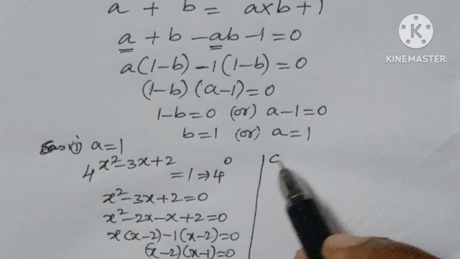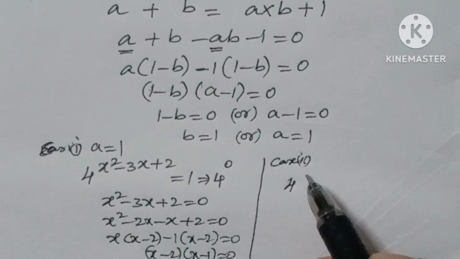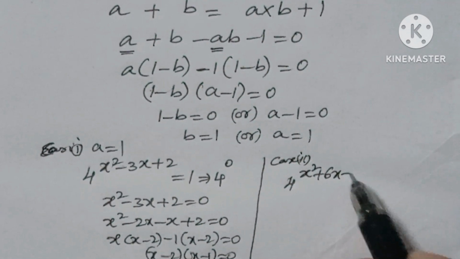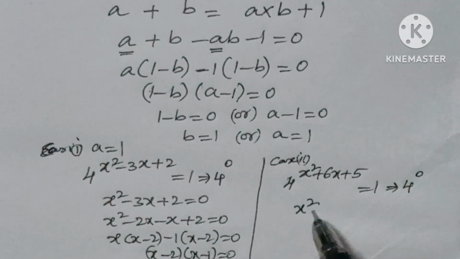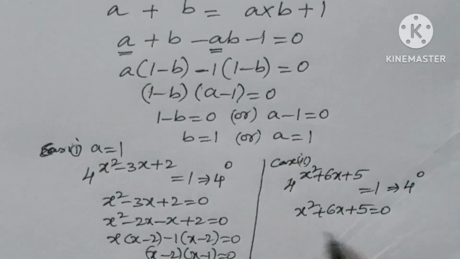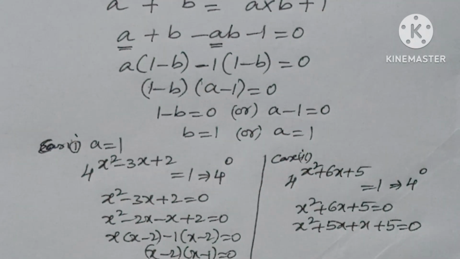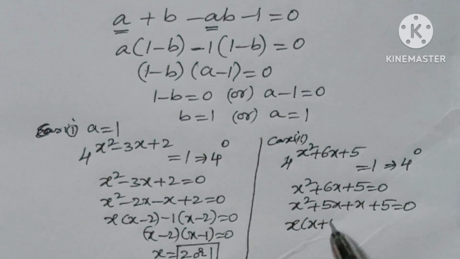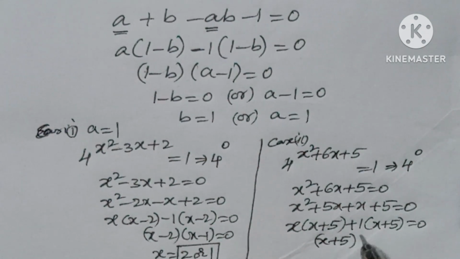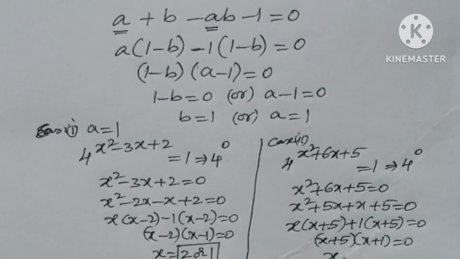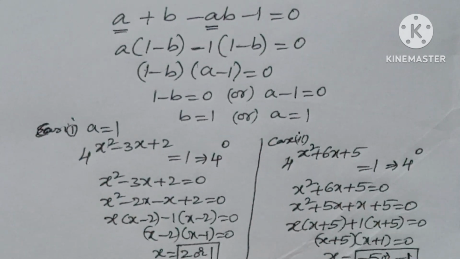Now if you take the second case, case 2, here b value: 4 to the power of (x² + 6x + 5) = 1. You can write it as 4 to the power of 0, so x² + 6x + 5 = 0, x² + 5x + x + 5 = 0. Here you can take factors: x(x + 5) + 1(x + 5) = 0, (x + 5)(x + 1) = 0. x = −5 or −1.